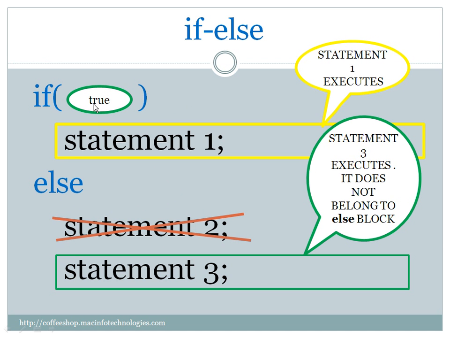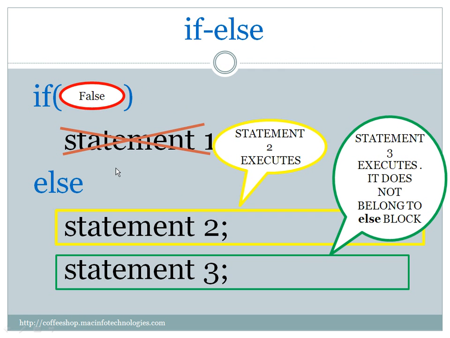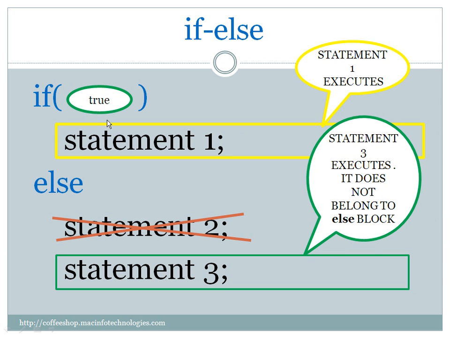So whenever the condition is true, statement 1 executes. Else, if the condition is false, statement 2 is executed. In both cases, you can see that if the condition is true, the if block executes and the else statements will not execute, but statement 3 definitely executes because it is not a part of the if-else structure. It does not belong to the if structure or the else structure.